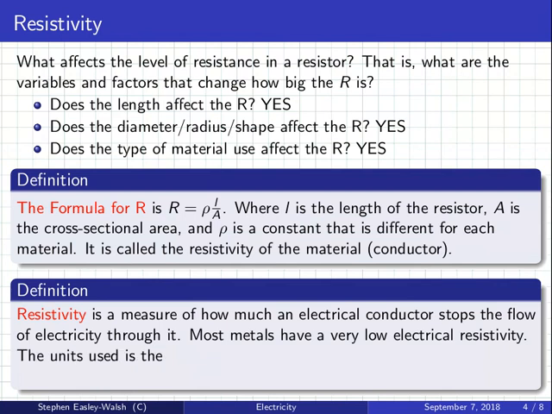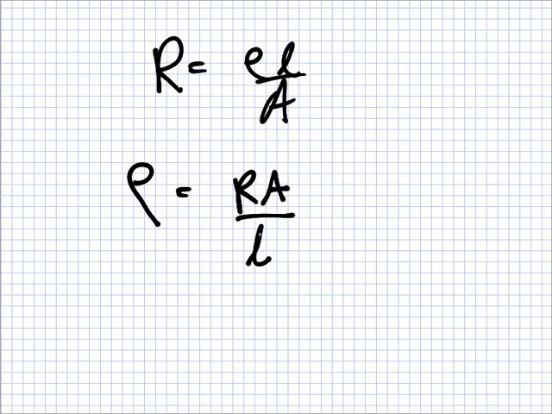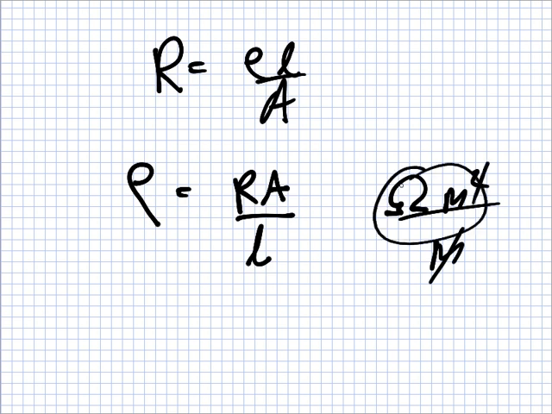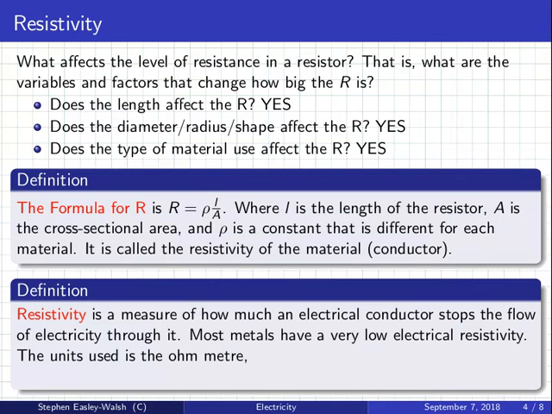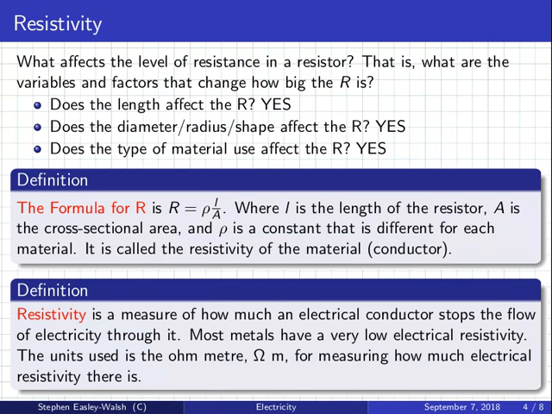The units. Now, let's just work out the units before we continue. So if I have this formula, what are the units for R? Ohms. A and L. So what are the units for resistivity? It's ohm meters. The units are ohm meter, written like that, and that measures how much resistivity there is. Oops, sorry.